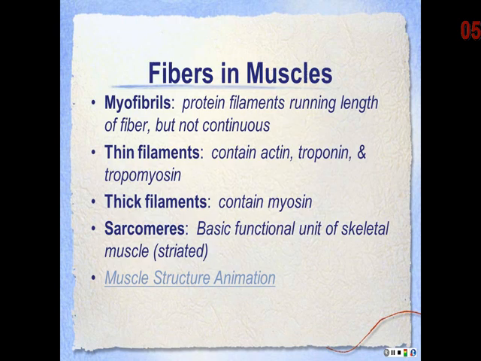The muscle cells are composed of different fibers. The myofibrils refer to the protein filaments which run the length of the muscle fibers but are not continuous as an individual fiber. The thin filaments contain the protein filaments actin, troponin, and tropomyosin. The thick filaments contain the protein filament myosin. These will be arranged in repeating functional units of muscle called sarcomeres. Here we have an animation showing the structure of the muscle.